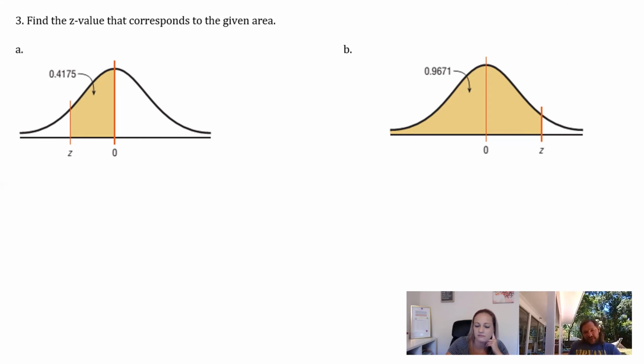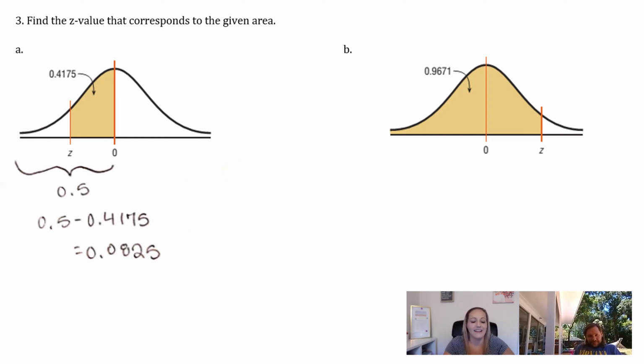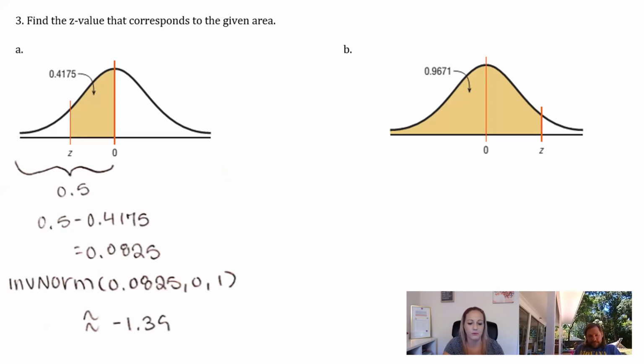Yeah, everything to the left of 0 is a half. So you take a half minus that 0.4175. Yep. And that's going to be, not quite sure, I'll help you out with that. Okay, 0.0825. I should be able to do that in my head. Yep, so then you'll do inverse norm with 0.0825, 0, 1, and that'll come out to be about negative 1.39.